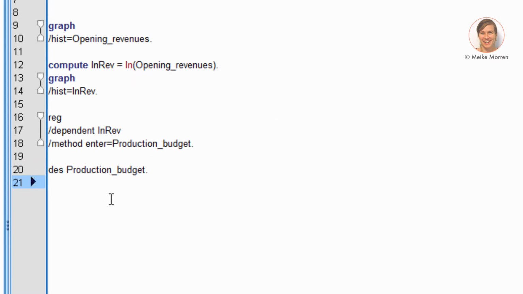So we're going to take the mean. We're going to compute this new variable, which we call mean budget.